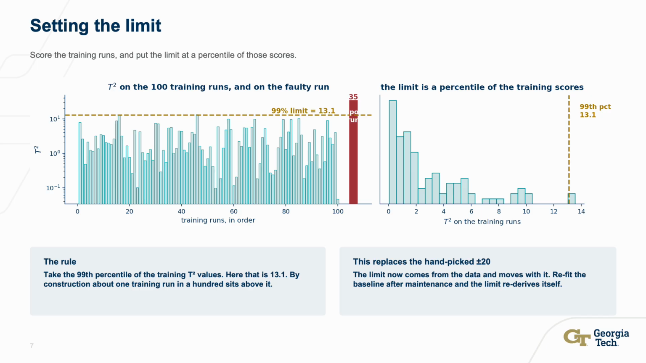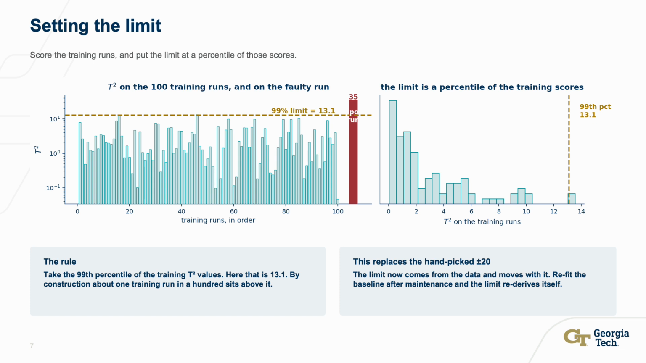The left panel is the training scores on the log axis with the limit as a dashed line. The faulty run is in red, at the far right. The right panel is the same scores as a histogram, so you can see the limit sitting out in the tail. By construction, about one training run in 100 sits above the limit. That is what choosing 99% means, and it is a false alarm rate you are buying.